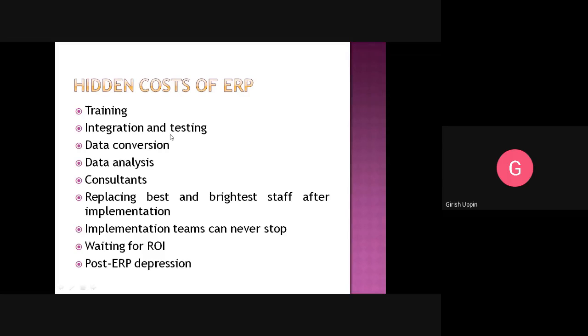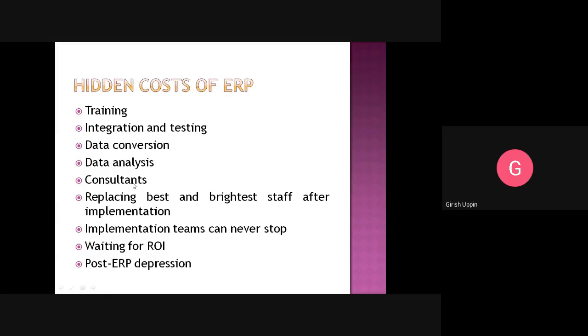That's the biggest cost. Data analysis: whatever data you are getting, you have to do the analysis. Is it the right kind of data, or how should that data be changed or transformed? All those things should be carried out in the data analysis stage.